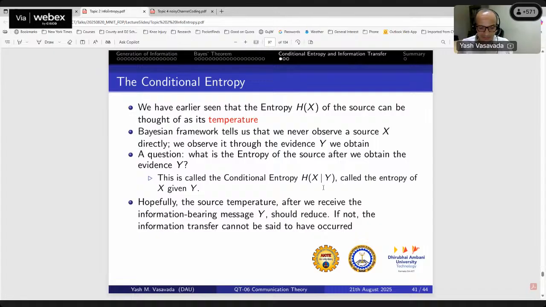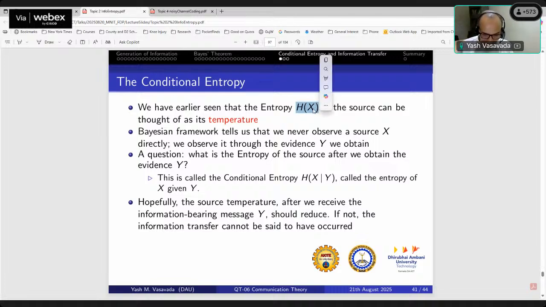You might have many times faced the situation that you took some very important exam and your result was going to be announced. The day before the result was announced, you had uncertainty about what your result was going to turn out to be. Right? So that is entropy H(X).